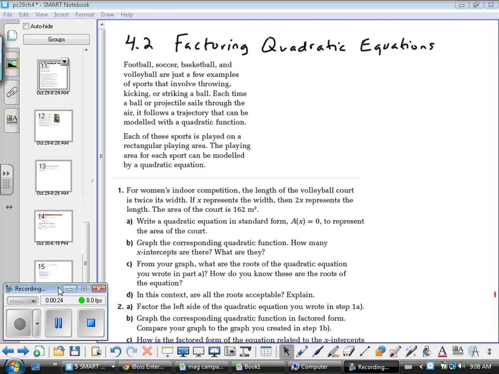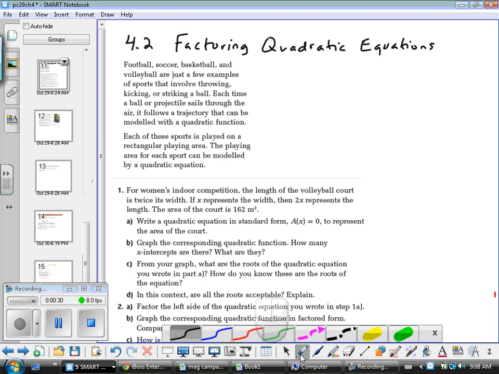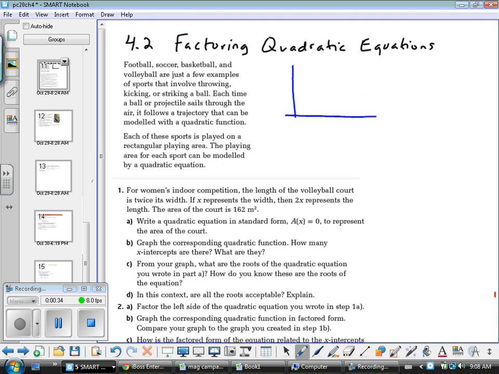Football, soccer, basketball and volleyball are just a few examples of sports that involve throwing, kicking, or striking a ball. Each time a ball or projectile sails through the air, it follows a trajectory. That's a parabolic path that can be modeled with a quadratic function. Each of these sports is also played on a rectangular playing area, and the playing area for each sport can be modeled by a quadratic equation as well.